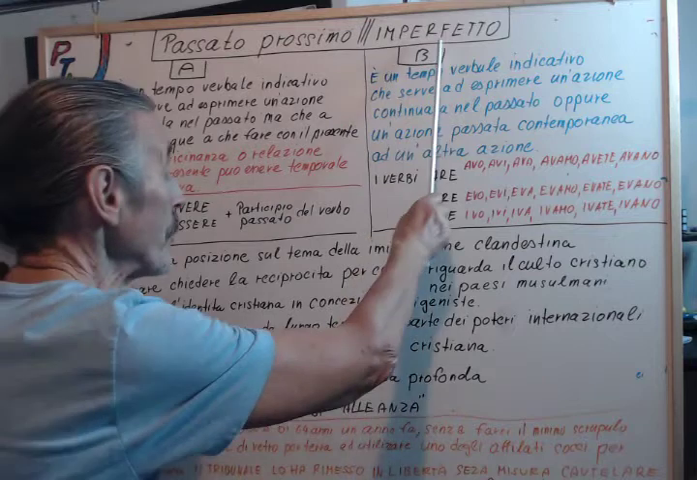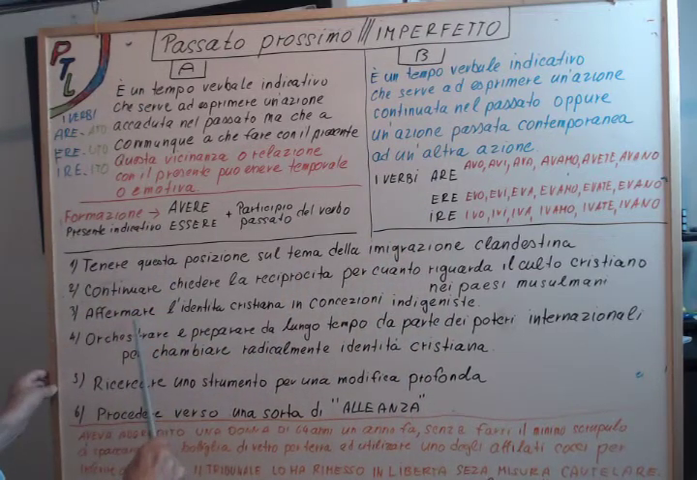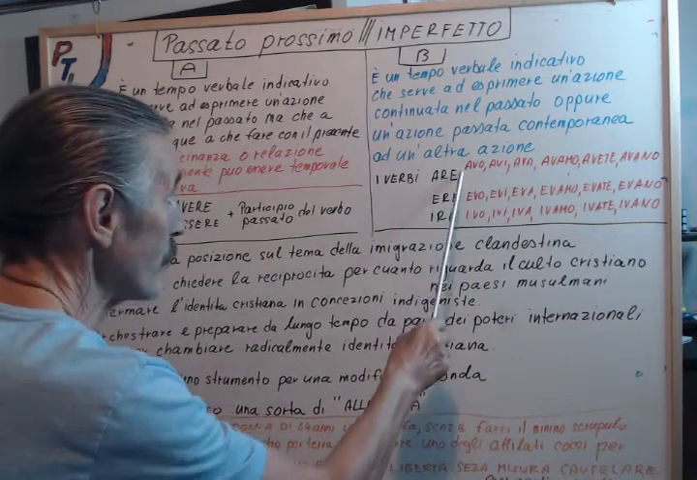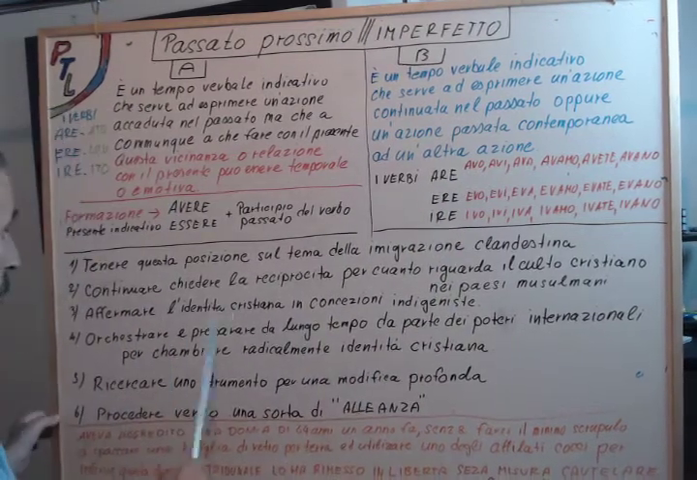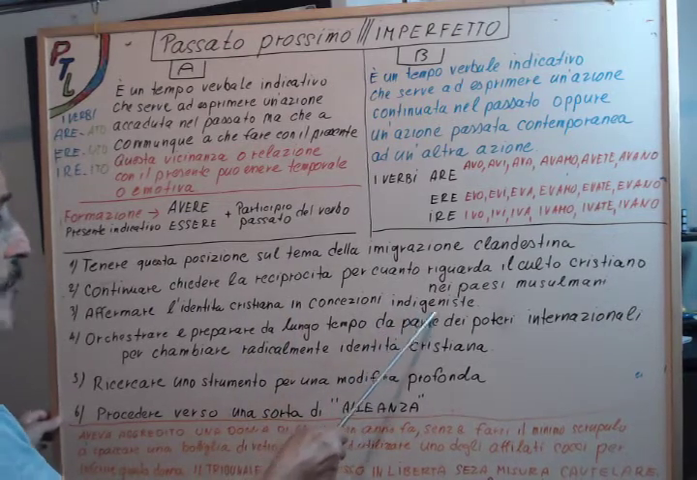If I want to put it in imperfetto, I would say, for example, me, io affermavo, again, are, remove are, put avo. Io affermavo l'identità cristiana in concezioni indigeniste.